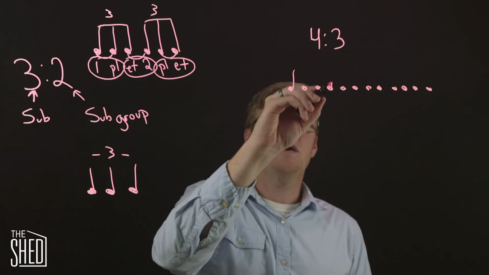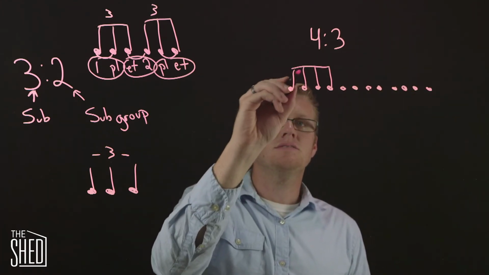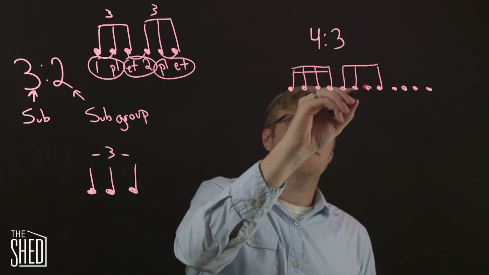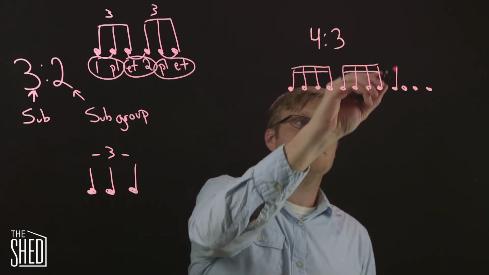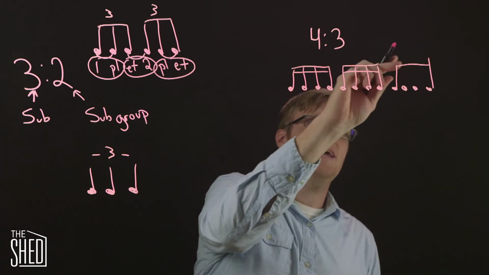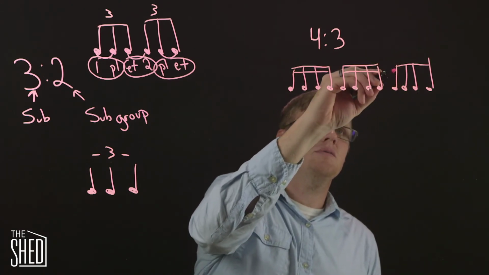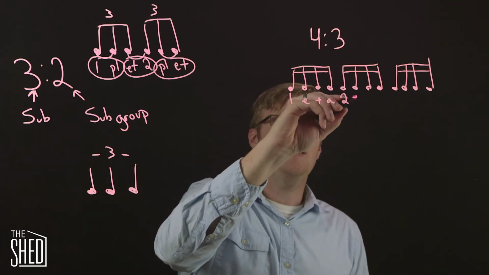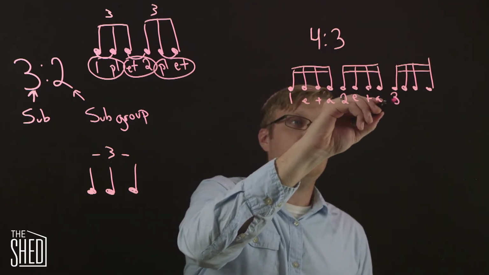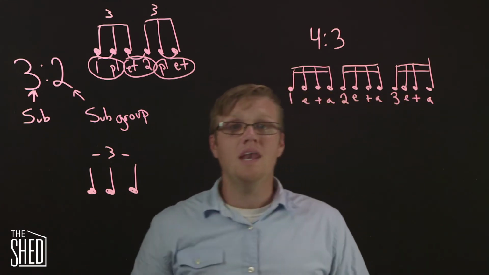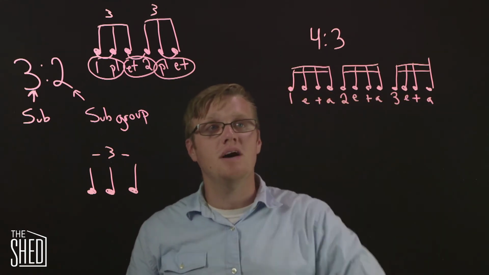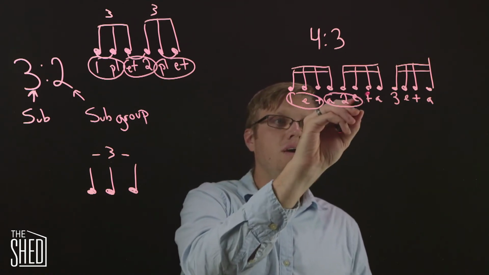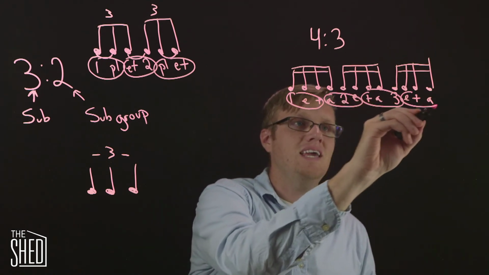Alright, so here's my first set of 16th notes, my second set of 16th notes, and my third set of 16th notes. Going to write in the subdivision syllables. So I have 1 E and a, 2 E and a, 3 E and a. Now I'm going to group them into groups of 3. So I have 1 E and a, 2 E, and a 3 E and a.